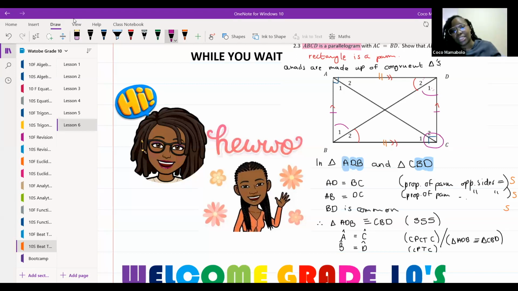Good. That's it. They need to give me 90 degrees because the whole of angle D is equal to angle B, and the whole of angle B is equal to angle D. Does that make sense? Right.